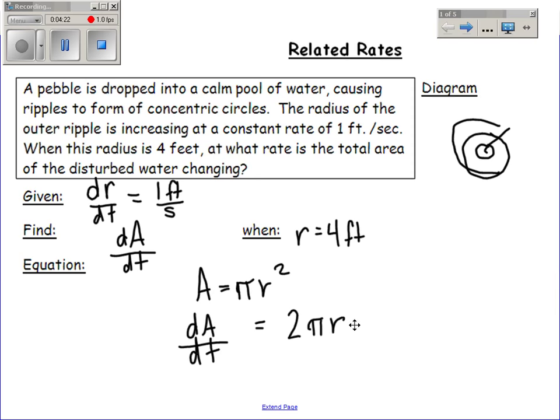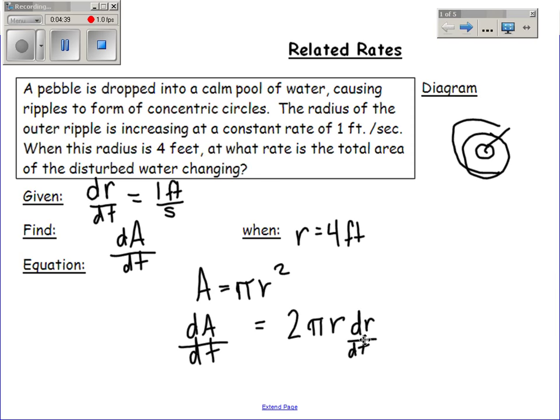It's just like having a y in implicit differentiation. In implicit differentiation, we would throw in dy over dx. But here we're respecting time, and r is not time, obviously. So then I'm going to have a dr over dt.